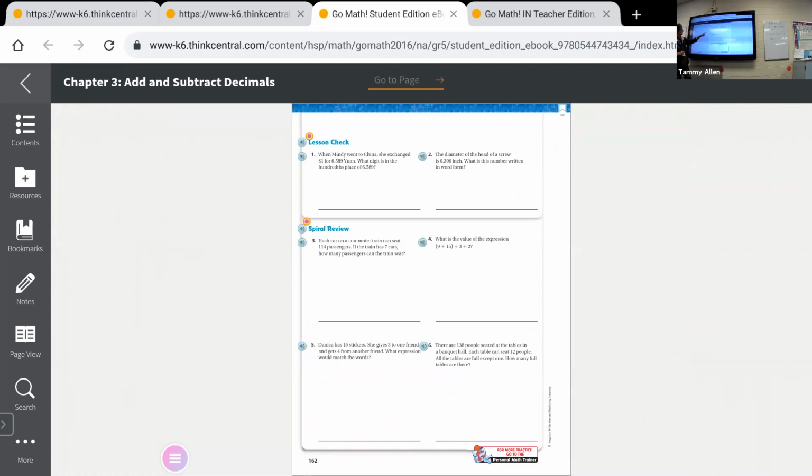We want to know what digit is in the hundredths place. What digit was in the hundredths place here? It's the 8. What's the number in word form? 306 thousandths. 306 thousandths.